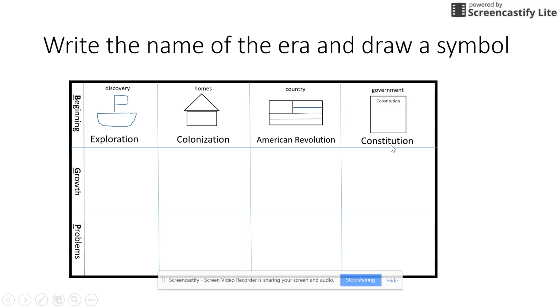And then comes the Constitution era, and I draw, very plain and basic, the Constitution document, labeled the Constitution. And during this era, we create a government for our new country.